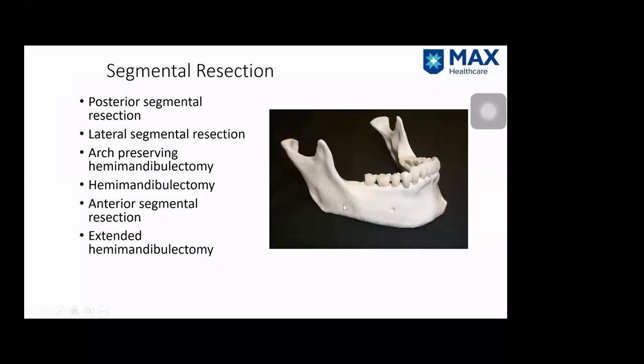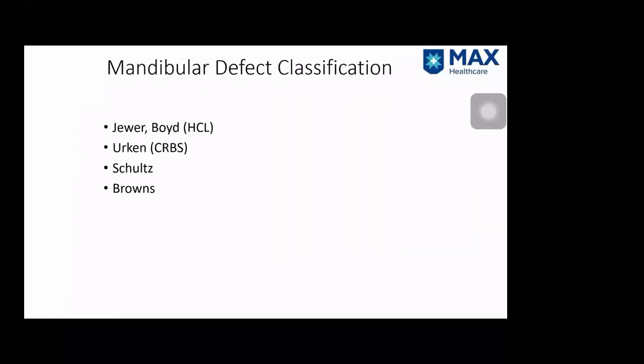Lateral segment would mean just removing this lateral part. We are not removing the condyle and other things. Now, if we are removing the condyle, coronoid, the lateral part, but you are not removing the central arch, then it can be called arch preserving hemimandibulectomy. If you're going down till midline, then it can be called a hemimandibulectomy. If we are just removing the anterior part, it can be anterior segmental resection or mid-third segmental resection. Anything crossing midline and removing more than half of the mandible will be called extended hemimandibulectomy.